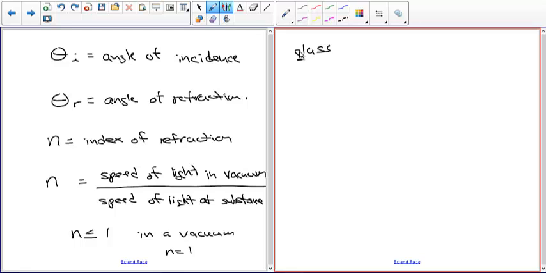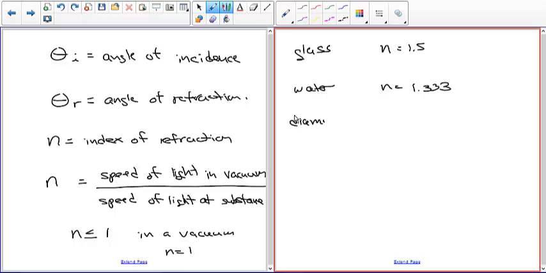Okay, so it says glass: there's crown glass, light flint glass, and so on. It's about 1.5. So the index of refraction of glass is about 1.5. For water, I think it's about 1.3. Let me look here. For water, it's 1.333. I don't know if there's any significance to that, but it's 1.333.